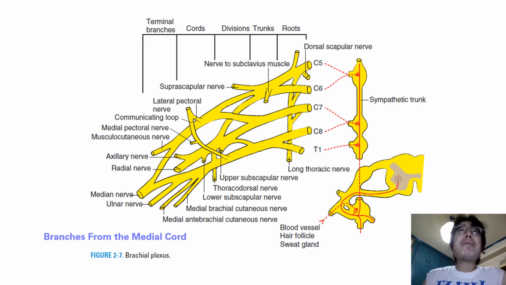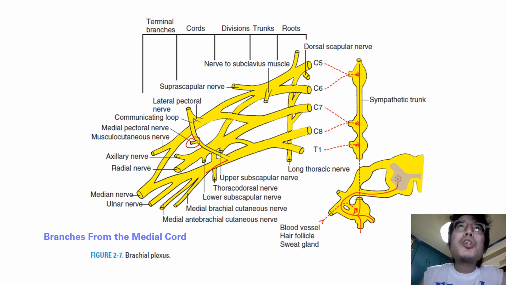Next, we examine the branches from the medial cord over here, which has four branches. It is easy to remember the branches from the medial cord because they all start with the word medial except for the ulnar nerve. First, the medial pectoral nerve over here.